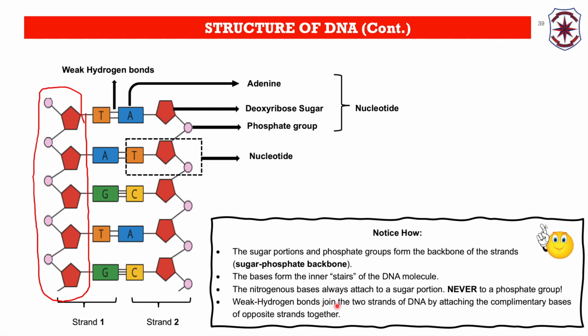And then weak hydrogen bonds join the 2 strands of DNA by attaching the complementary bases to opposite strands together. So the weak hydrogen bonds, as you can see over there, so there is a weak hydrogen bond there. They join the 2 strands of DNA together by joining the nitrogenous bases, which are on the inside of the strands, as opposed to the phosphate group and the sugar portion, which are on the backbone. Okay, all right.